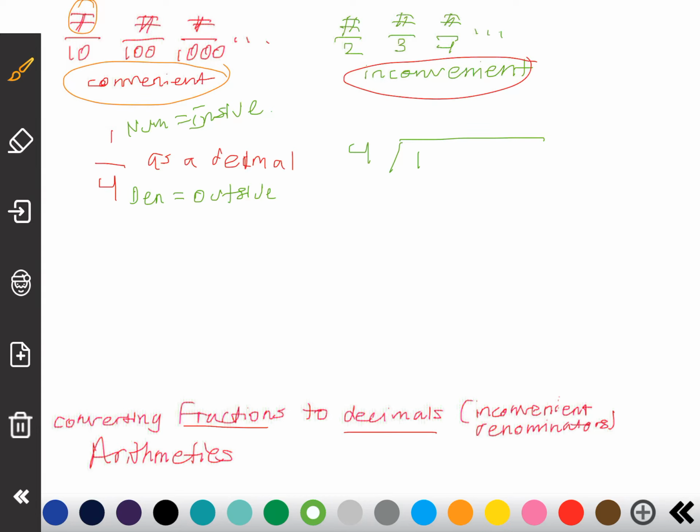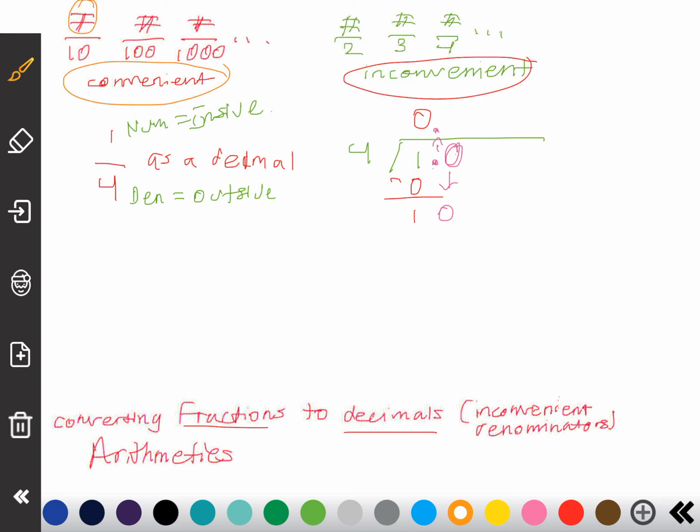4 can go into 1 a certain number of times, so let's start working out the long division. 4 can go into 1 0 times. 0 times 4 is 0. 1 minus 0 is 1. Up to this point, even though there is a little bit of a restriction, we can apply helping zeros. So I'm going to apply a helping 0. And when I do that, I need to include a decimal, so let's push it up on the top as well. Let's bring the 0 down now. And let's continue with the division process.